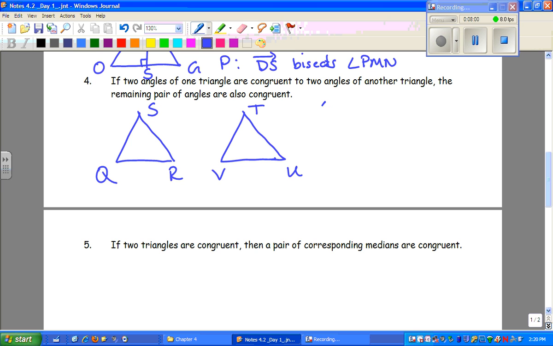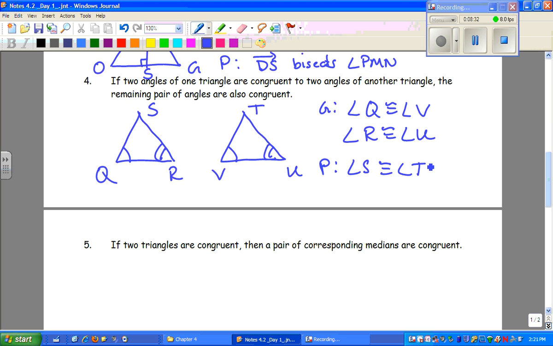So what do we have? We have two triangles. Given that two angles of one triangle are congruent to two angles of another triangle. Pick two. I don't care. Let's say angle Q is congruent to angle V. Also given, we'll say angle R is congruent to angle U. And we're trying to prove that angle S is congruent to angle T.